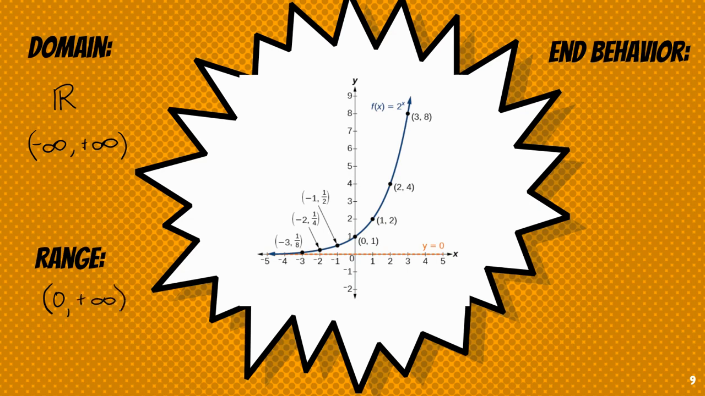So the range is from 0 to positive infinity, okay? And then the end behavior, we want to look at both sides. There's only 2 arrows here, so we only have 2 end behaviors that we're talking about. The first is as x approaches positive infinity. What is f of x doing? F of x is going up, so it is also approaching positive infinity.